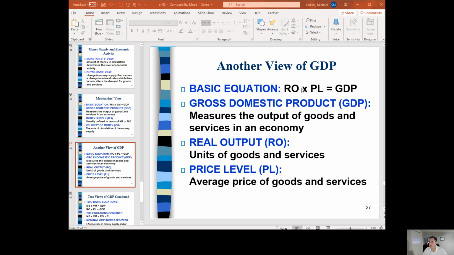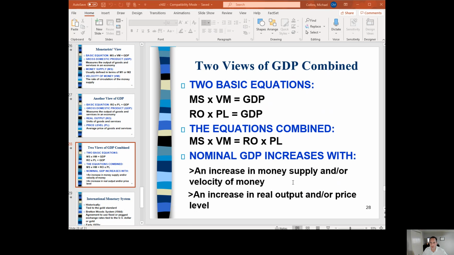Another way to get to GDP could be using the output of all goods and services multiplied by their price level. They should both get you the GDP, right? As we see right here. That also means that money supply multiplied by velocity equals real output multiplied by price level. So an increase in money supply or velocity will increase GDP, as will an increase in output or price level.